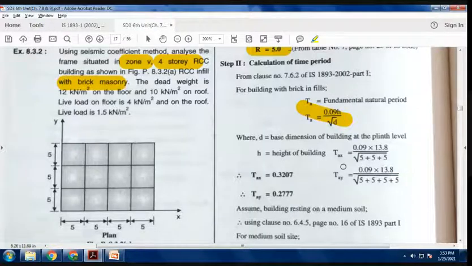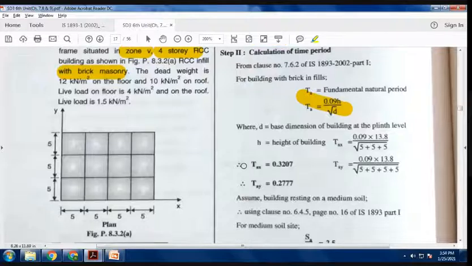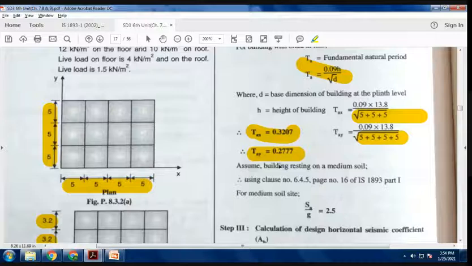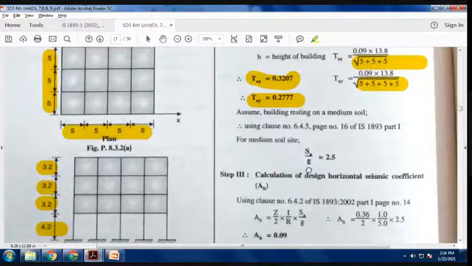Here, 5 fours are 20, and here it is 15. Go for any one direction. So here he has taken square root of 15, and here square root of 20. Along the x-axis he has got 0.32, and for the y-axis he has got 0.2. Then with the help of that T, you have calculated the value of SA by G, that is 2.5.